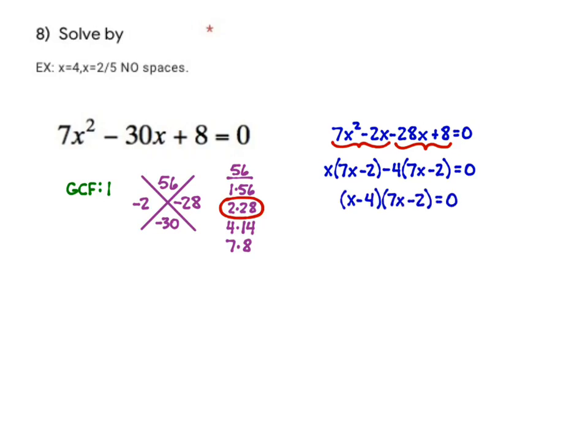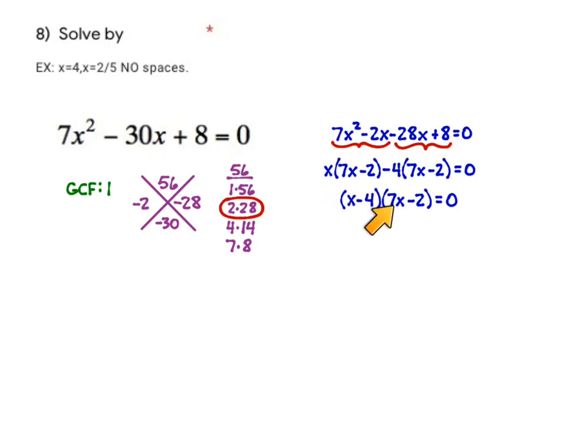Now, if this was the previous problem, we'd be done. We have factored. But this is saying to solve. Factoring is fine, but really the ultimate goal is to solve for x somehow, to figure out a specific answer to an x value. So what we need to do from here is what's called the zero product property.